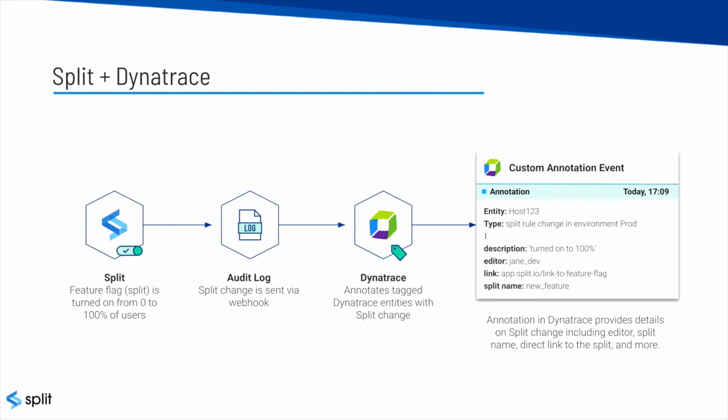Once configured, Split audit logs are sent to Dynatrace via webhook, and flag changes appear as custom annotation events for tagged entities like hosts, services, applications, and more. In Split, we call feature flags splits. In Dynatrace, the annotation provides details on split changes, including the editor, the name of the split, the description of the change, and even a convenient link back to the split where you can activate the kill switch if necessary. To show you how this works in Split and Dynatrace, I'll now dive into the demo.